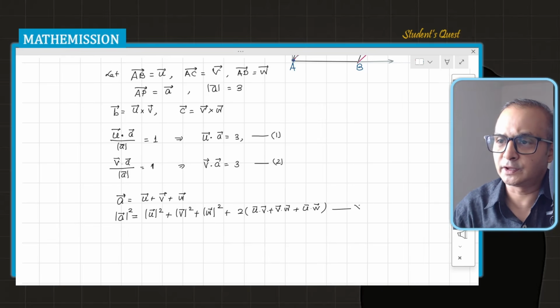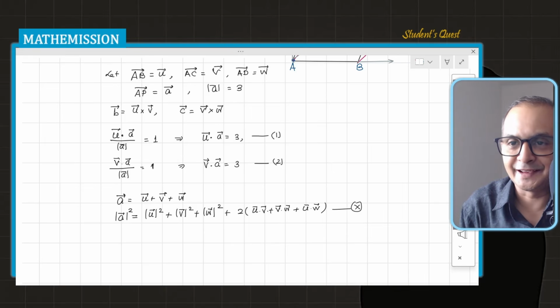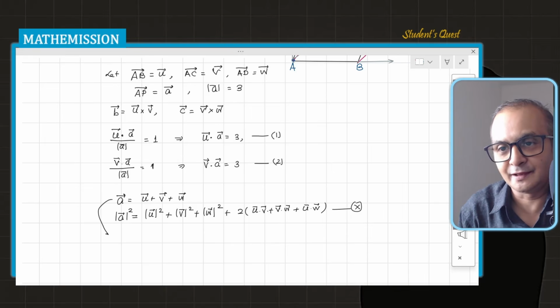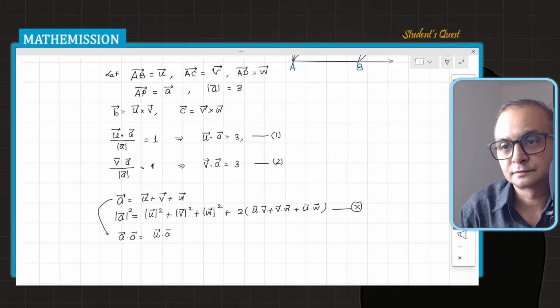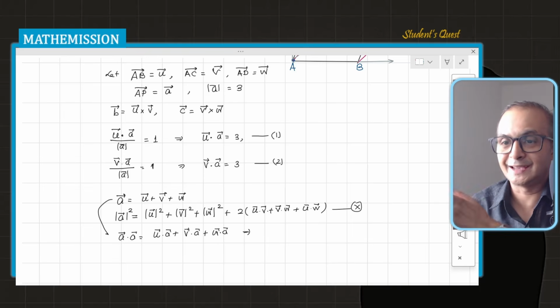So that is not working, so let's call this equation X, and here I'm going to multiply with A. This will give you A dot A, and that'll give you U dot A plus V dot A plus W dot A. You notice A dot A is already known: the mod A squared, that is 9.